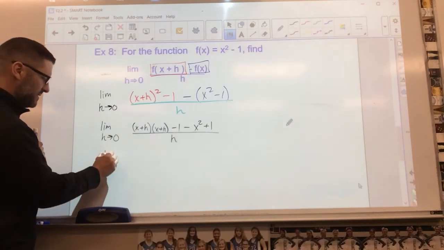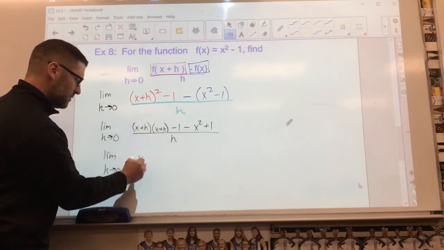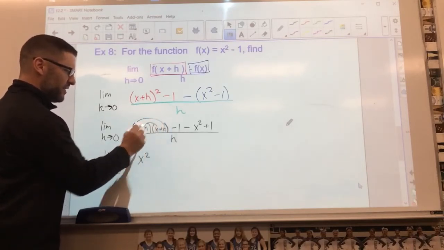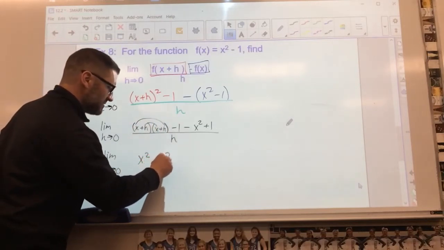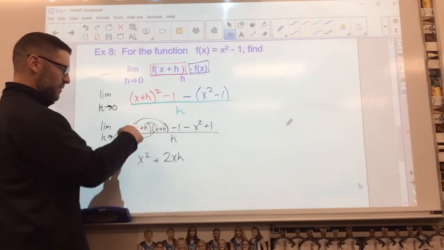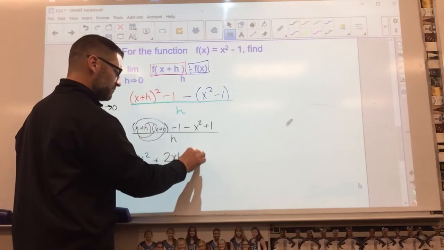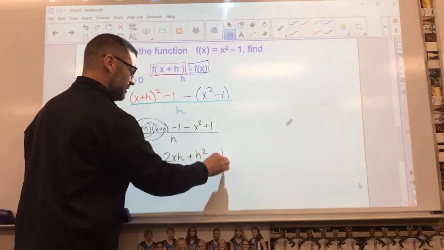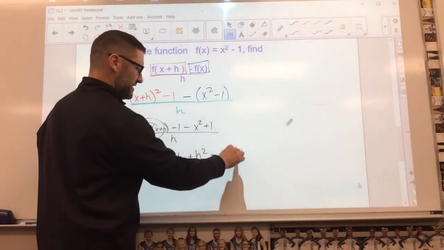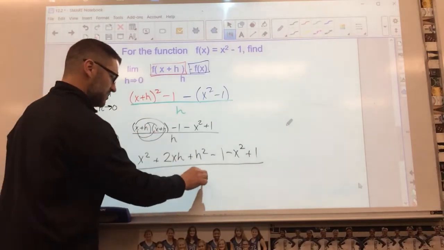Let's find the limit as h goes to 0 of, let's FOIL, x squared, xh and xh. There's an xh there and another xh there. I'm going to write that as 2xh. I've already done x times x for x squared. There's 2xh, and then those two make plus h squared. Minus 1, that minus 1 comes down. So this is FOILed, minus 1, minus (x squared plus 1), all over h.